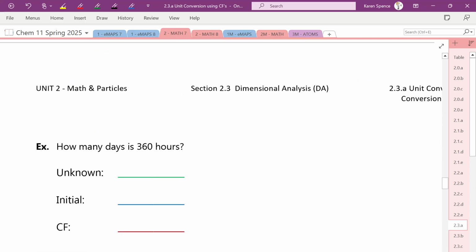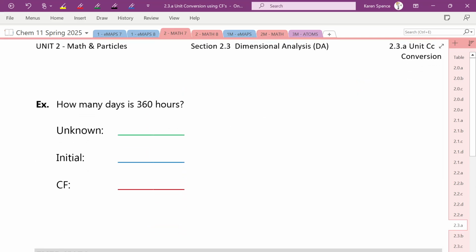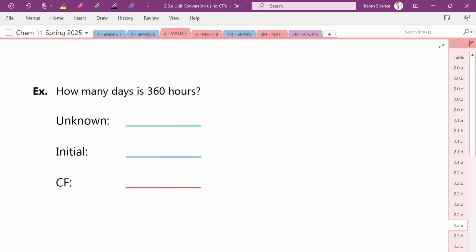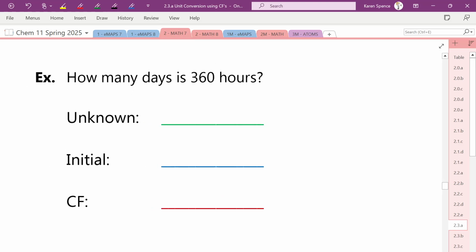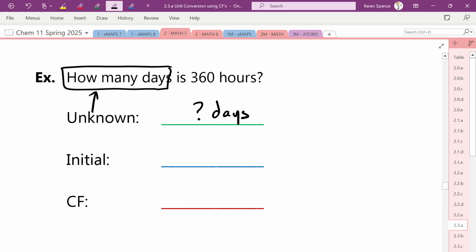And we are now on page 49. Let's do this together here. How many days is 360 hours? When you first start out, I suggest that you write down your unknown. What is our unknown here? The days. How many days, right? So I don't know how many days. Our initial quantity is whatever we're given.